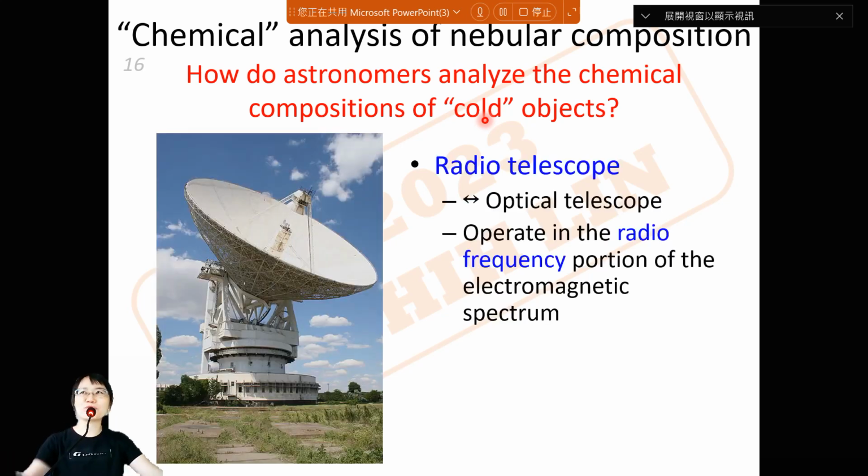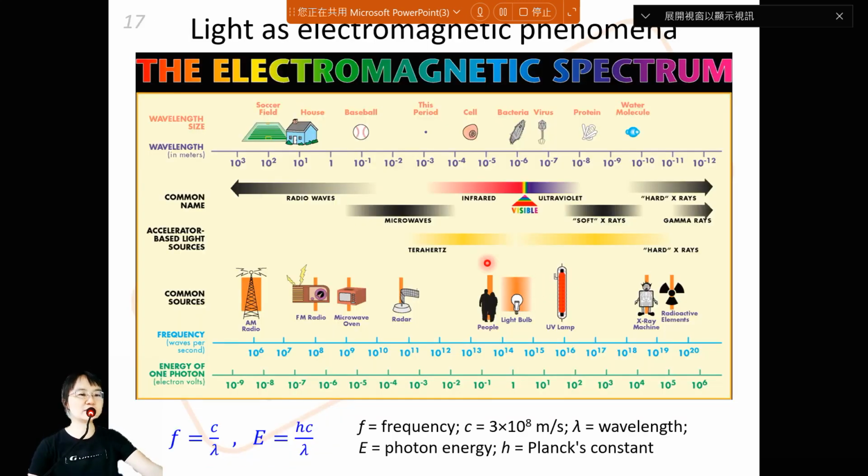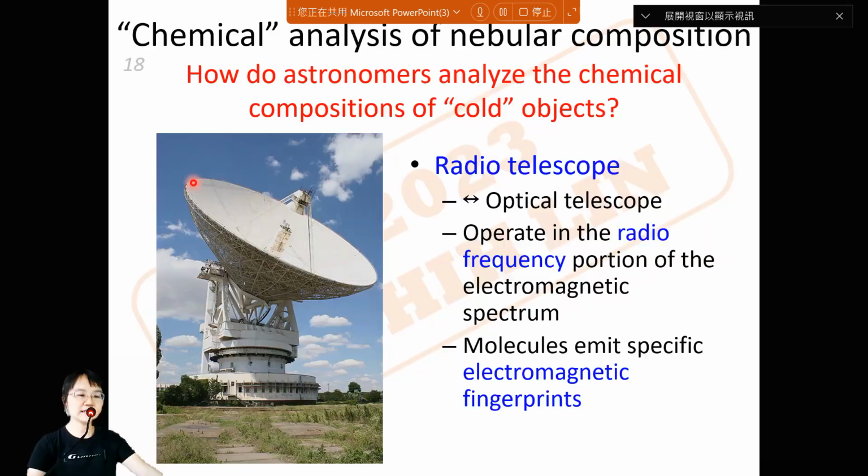If any of you watched the video, you will see this. Radio telescope. This is using the spectrum of radio waves, not an optical telescope. Optical telescope is only for stars. It operates in the radio frequency portion of the electromagnetic spectrum. Let's review the spectrum. Previously, we were focusing here, visible light. But now we want to see colder material. We need to use this, radio waves. It has much longer wavelength and lower energy.